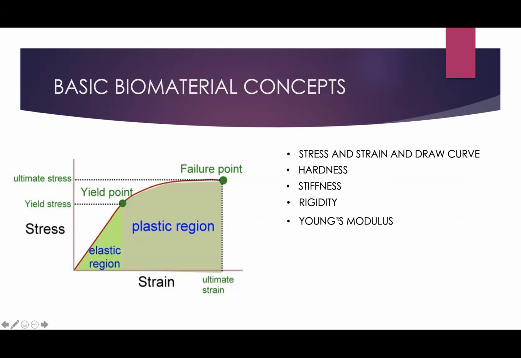The Young's modulus, I've already mentioned, the gradient of the stress-strain curve in the elastic zone. Viscoelasticity is time-dependent stress-strain behavior. A ductile material is one which has a large elastic zone and a smaller plastic zone, whereas brittle is the opposite. And an example of a brittle material would be ceramic. A metal such as titanium would be a ductile material.